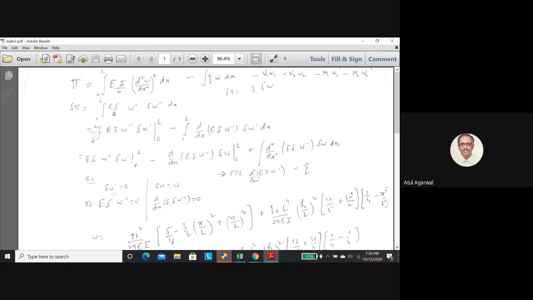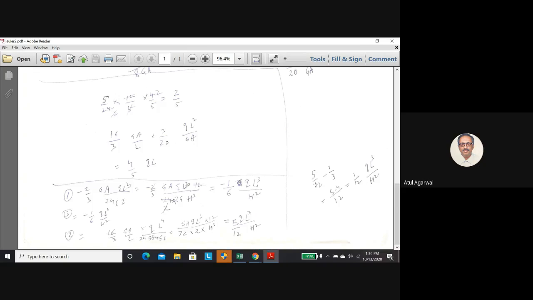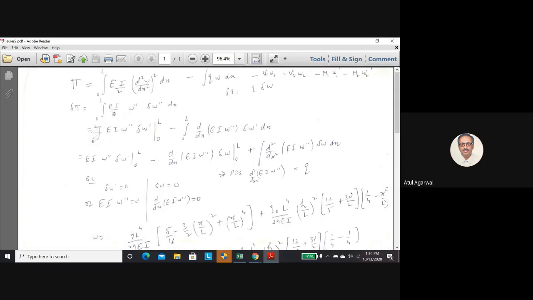What is the meaning of slope is 0 or this? Can you recognize this term EI W double prime? If slope is not given, you have to say moment is 0. This term is nothing but the moment, the bending moment at the end. If your deflection is not given, you have to specify the shear force. This is for the shear force. All this I have already taught you guys. You are not keeping up with the things.